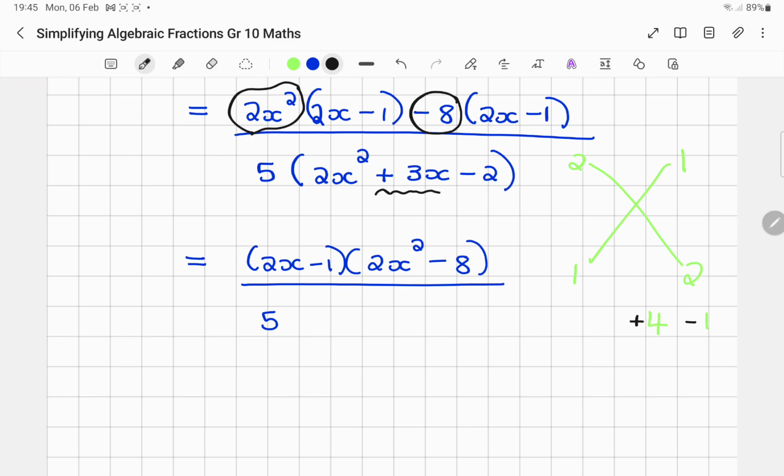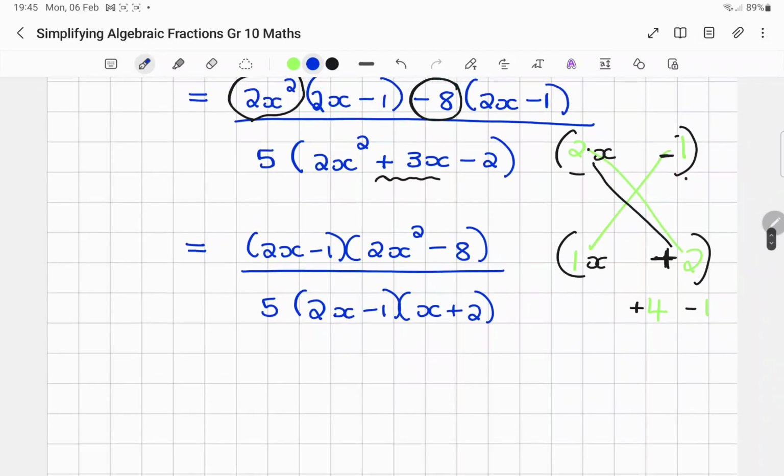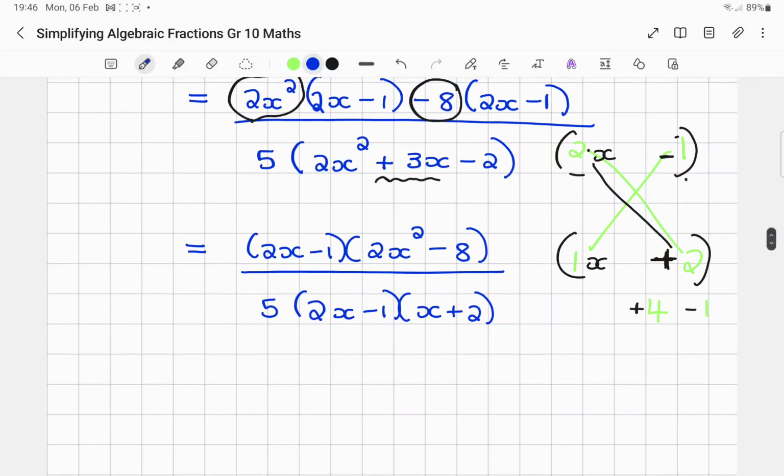So the one that gave me 4 was this leg over here, so this one must get the plus, and this one should get the minus. Close up your brackets and put the x in. Okay, we're going to test it now in any case. 2x minus 1 and x plus 2. So if I multiply, 2x times x is 2x squared plus 4x minus 1x does give me the positive 3, and a negative times a positive gives me a negative 2.